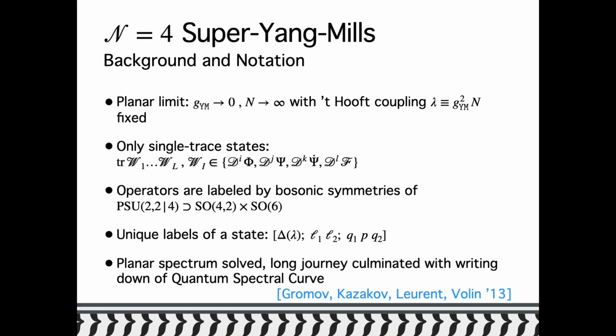The first 3 are delta, L1, and L2. These are 3 quantum numbers which label representations of your conformal group. Delta is your scaling dimension, and L1 and L2 are angular momenta. Then there are 3 other labels, Q1, P, and Q2, and these are the Dynkin labels of your SO(6) flavor or R symmetry. So in particular, if you know all 6 of these numbers, they should give you a unique label of the state.